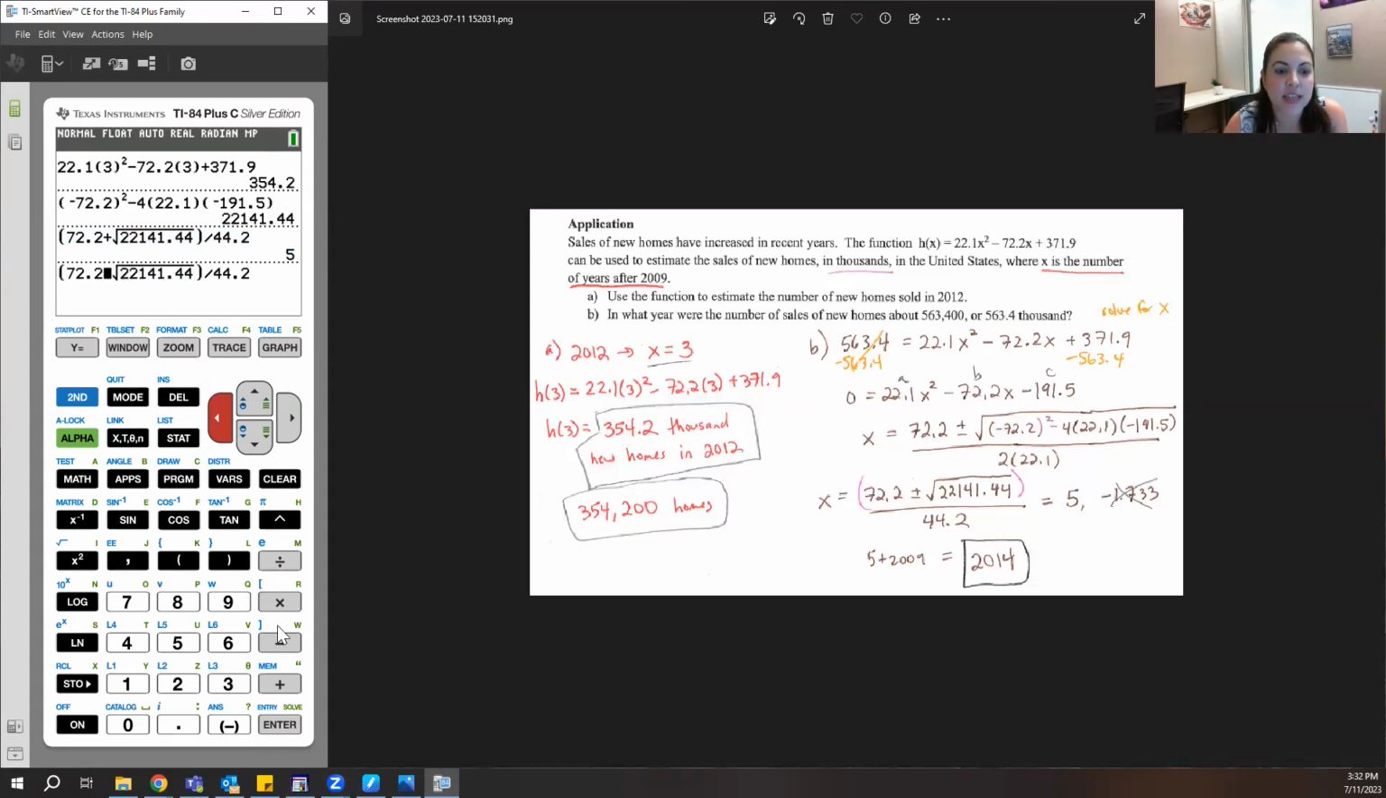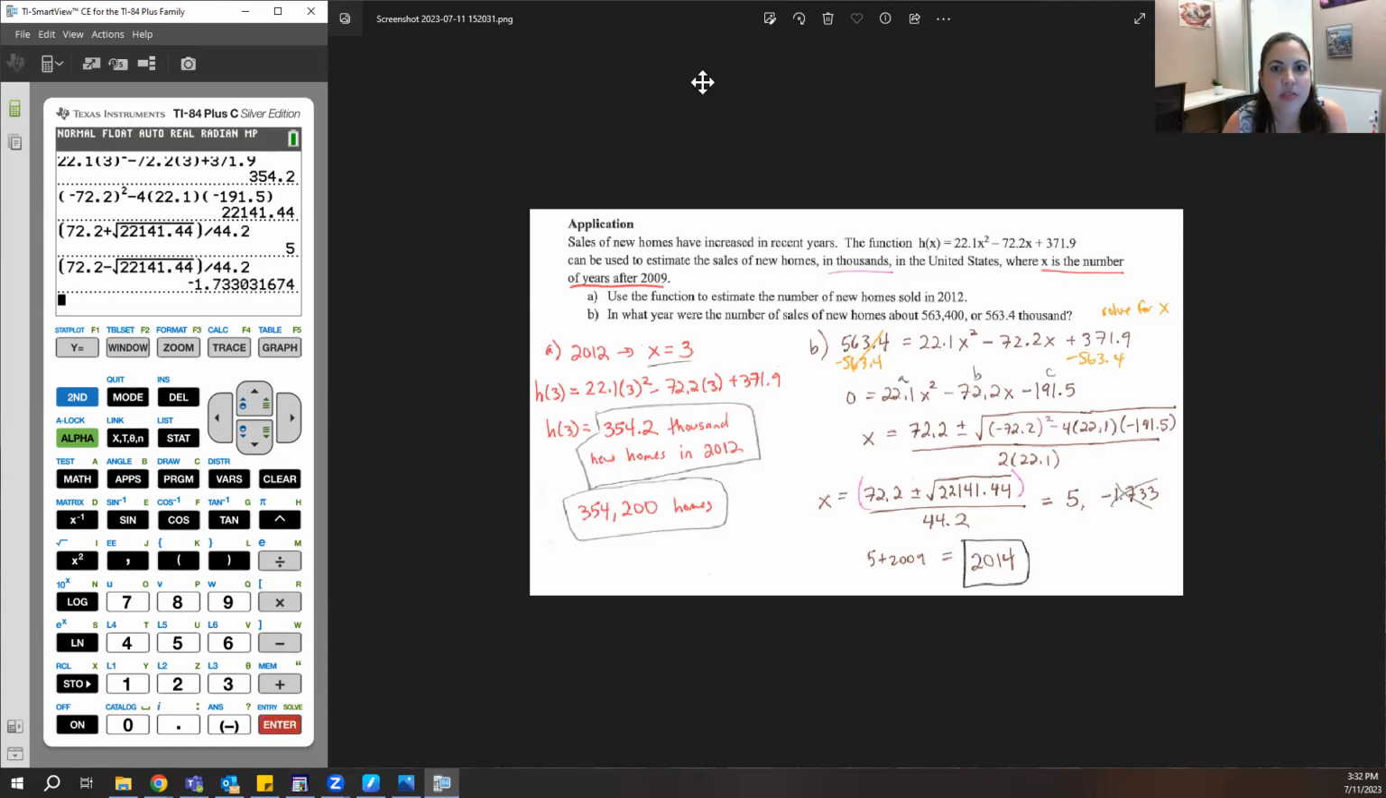Remember, we're subtracting now. So in the operations section of your calculator, which are these 4 buttons here, we want to choose subtraction. So I'm going to change that to minus. And then I can just press enter. And that's where I get the second solution, the negative 1.733.